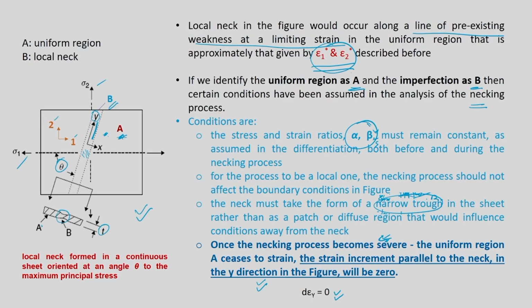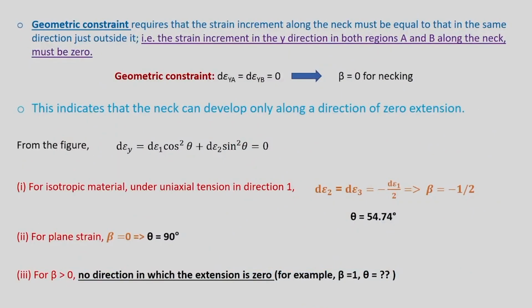So, once the necking process becomes severe, the uniform region A ceases to strain, and moreover the strain increment parallel to neck, strain gradient will develop across the neck. Along the neck, the strain increment is going to be 0. So, I am going to write d epsilon y is equal to 0. Once localized necking is done, we can measure. There are a lot of grids on the sheet surface, so you can measure d epsilon y practically and see that the increment is going to be 0. Okay. So, now let us go ahead to the next one.